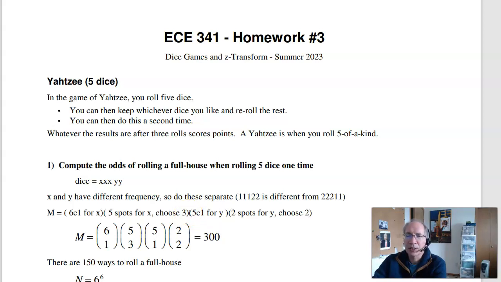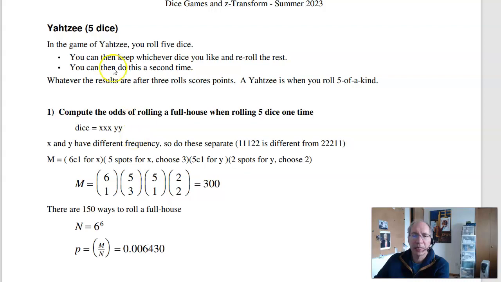In this homework set, we look at calculating the odds of a dice game called Yahtzee using combinatorics and an introduction to Z-transforms. The first problem looks at the game of Yahtzee. With Yahtzee, you roll 5 dice. What's the probability of rolling a full house with one roll? That would be 3 dice of the same and 2 others that match.